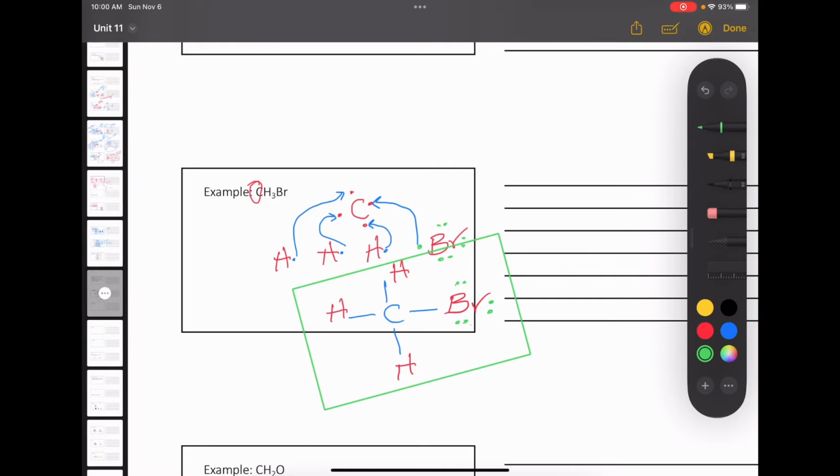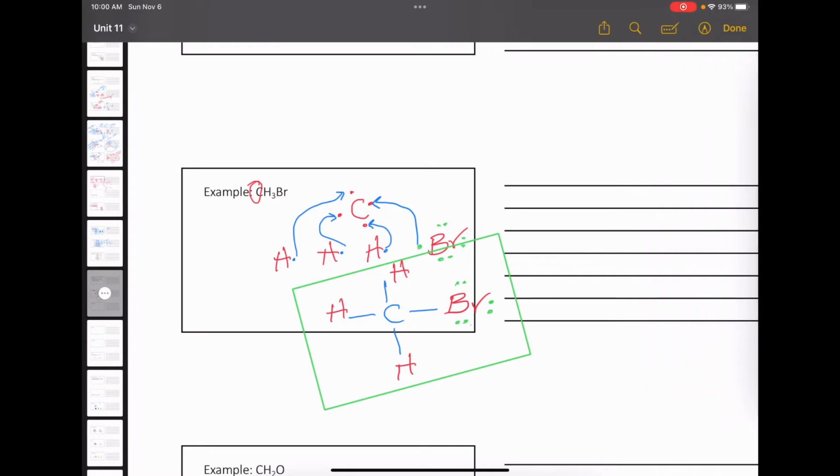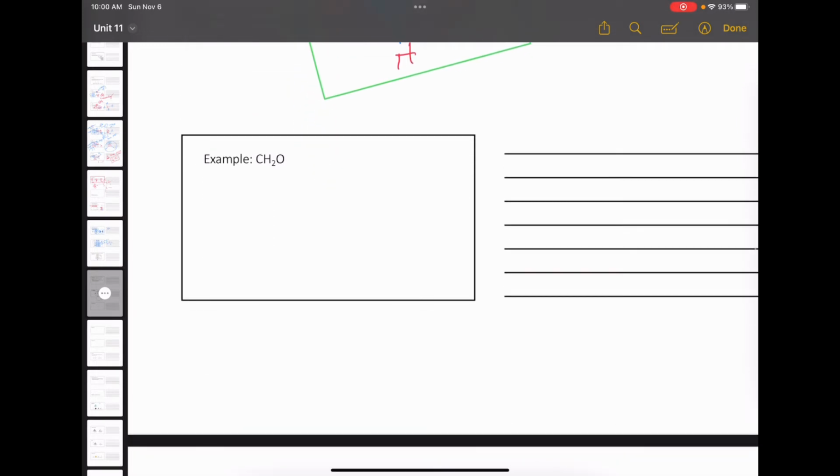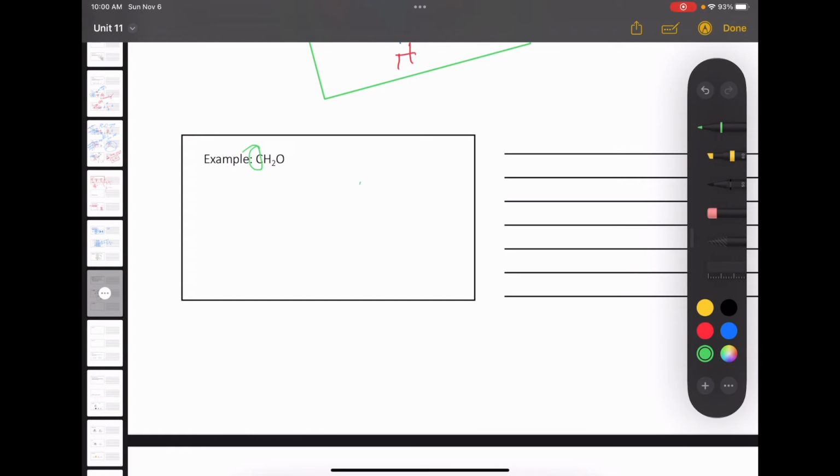Okay, let's do a couple more examples. CH2O. So first what I need to do is determine my central atom. Well, I have carbon and I have oxygen. Which one would be the central atom? Carbon would always be the central atom. So carbon is going to be at the center of my structure.